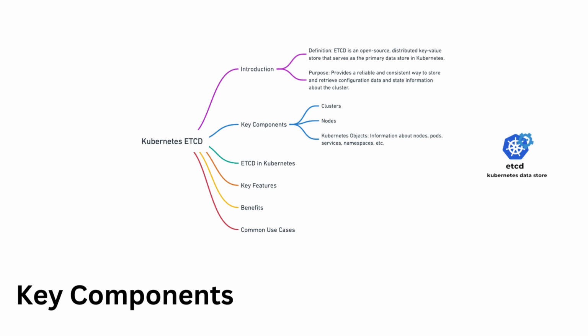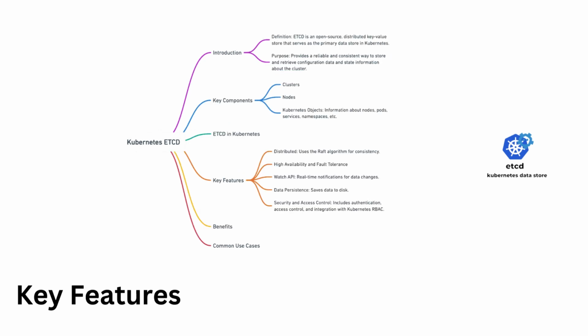One of the key features of etcd is that it is distributed. etcd is designed to be highly available and fault-tolerant. It uses a distributed algorithm called Raft to make sure all the nodes in the cluster have a consistent view of the data. This means that even if some of the nodes fail or cannot be reached, the cluster can still operate smoothly. etcd also provides a watch API.